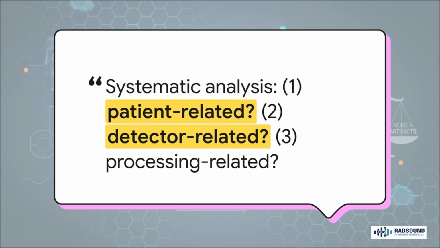So when you see something weird on an image, don't just panic and guess. Use this simple framework. First, ask yourself, could this have something to do with the patient? If the answer is no, then ask, could it be the detector? And if not that, is it maybe something in the software or processing? This systematic approach helps you figure out what's going on and what to do about it.